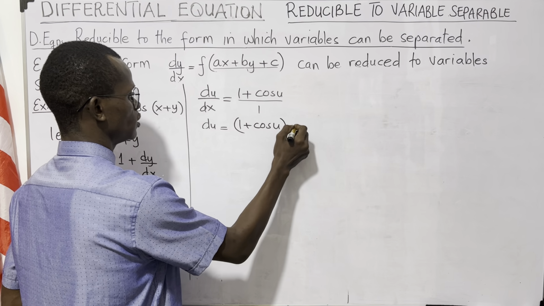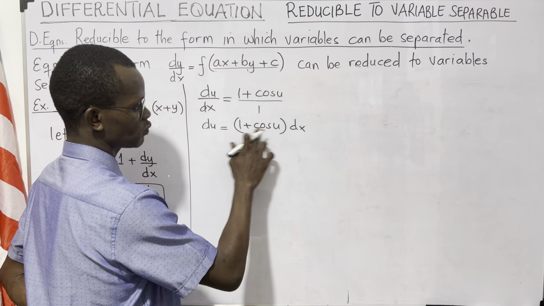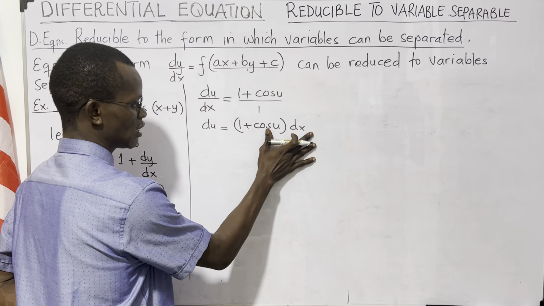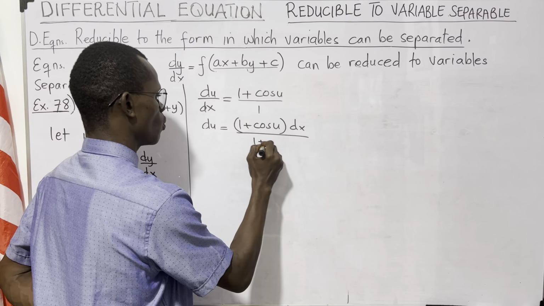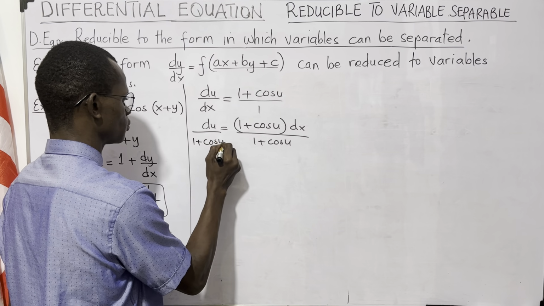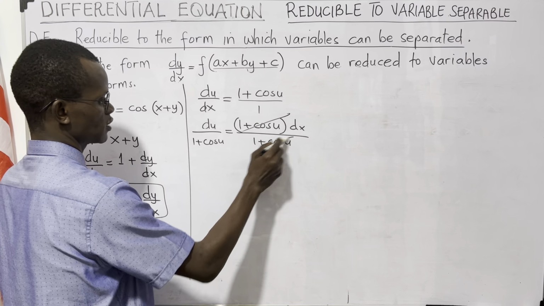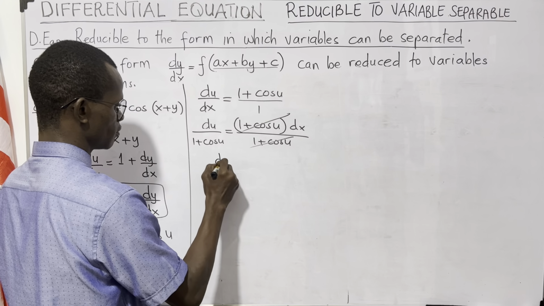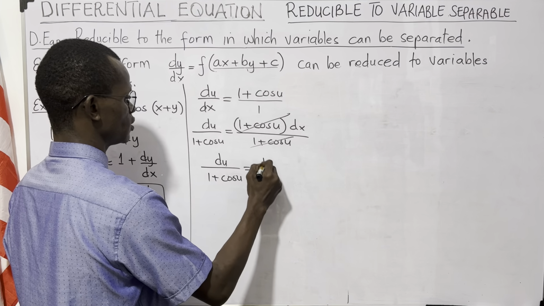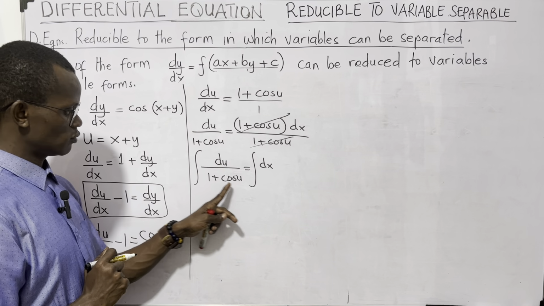So we cross multiply. We have du is equal to 1 plus cos of u times dx. We only need the expressions with x on this side of the equation. So we can divide by 1 plus cos of u on both sides. We have du all over 1 plus cos of u is equal to dx. Integrate both sides now.